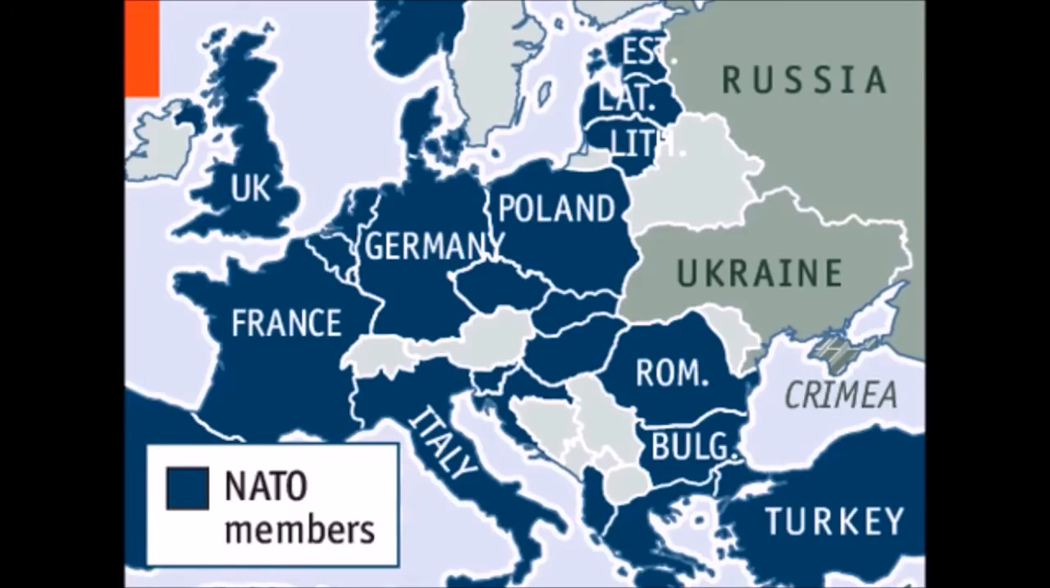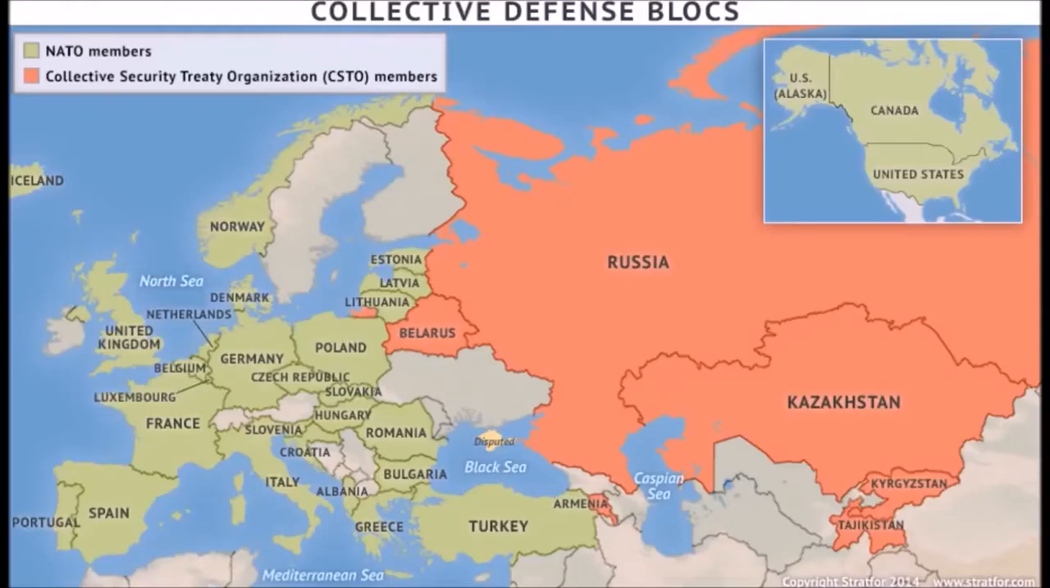NATO is an alliance of most of the West, with the United States, Britain, France, Italy, Germany, and Poland as examples. NATO policy is an attack on one member is an attack on all members. Russia, on the other hand, has its own alliance called the Collective Security Treaty Organization, which is an alliance of Armenia, Belarus, Kazakhstan, Kyrgyzstan, Russia, and Tajikistan.